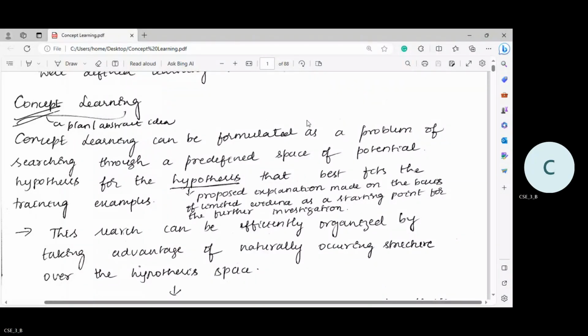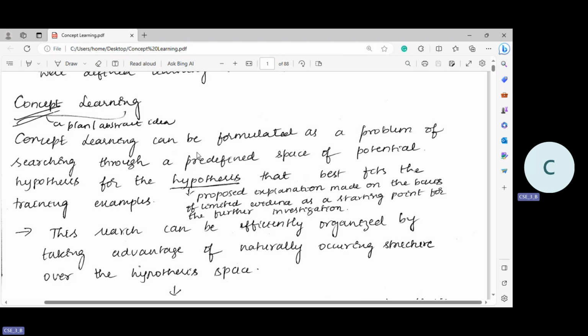Dear all, let us understand a new type of approach, a machine learning approach called concept learning. Concept learning can be formulated as a problem of searching through a predefined space of potential hypotheses for the hypothesis that best fits the training examples. Here we are going to train the machine such that it is able to learn a concept.